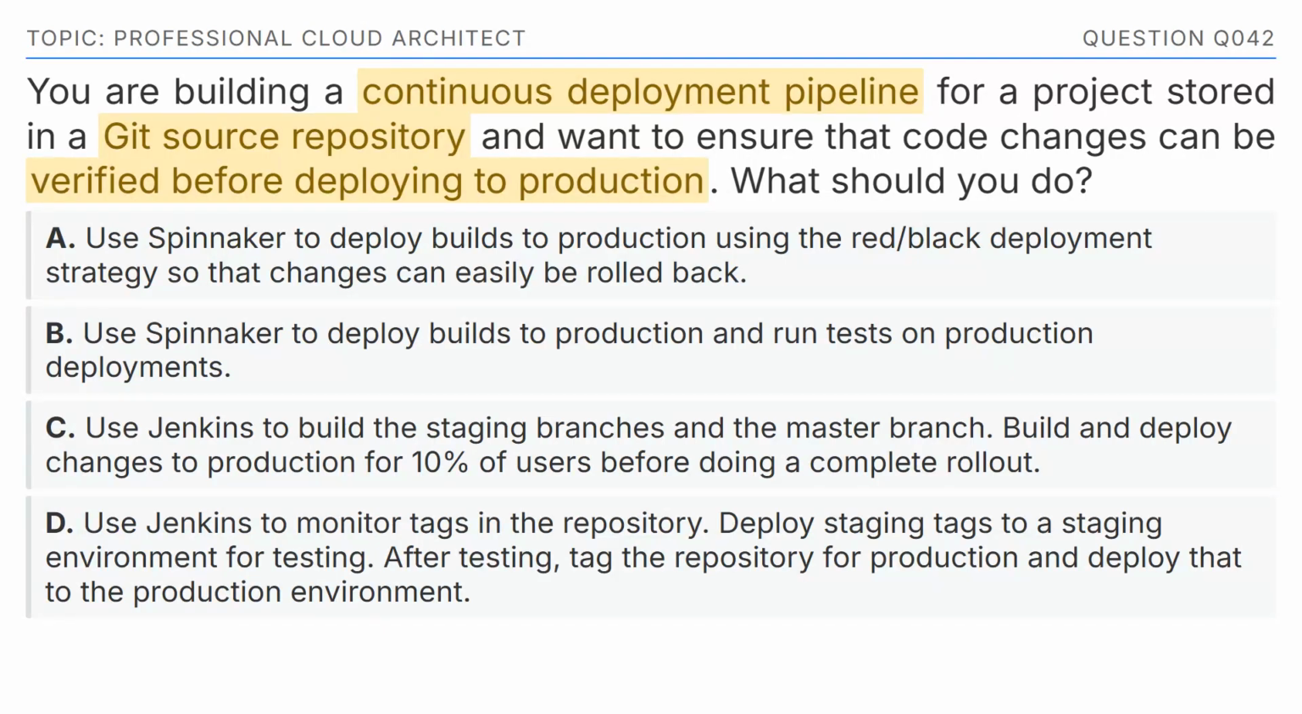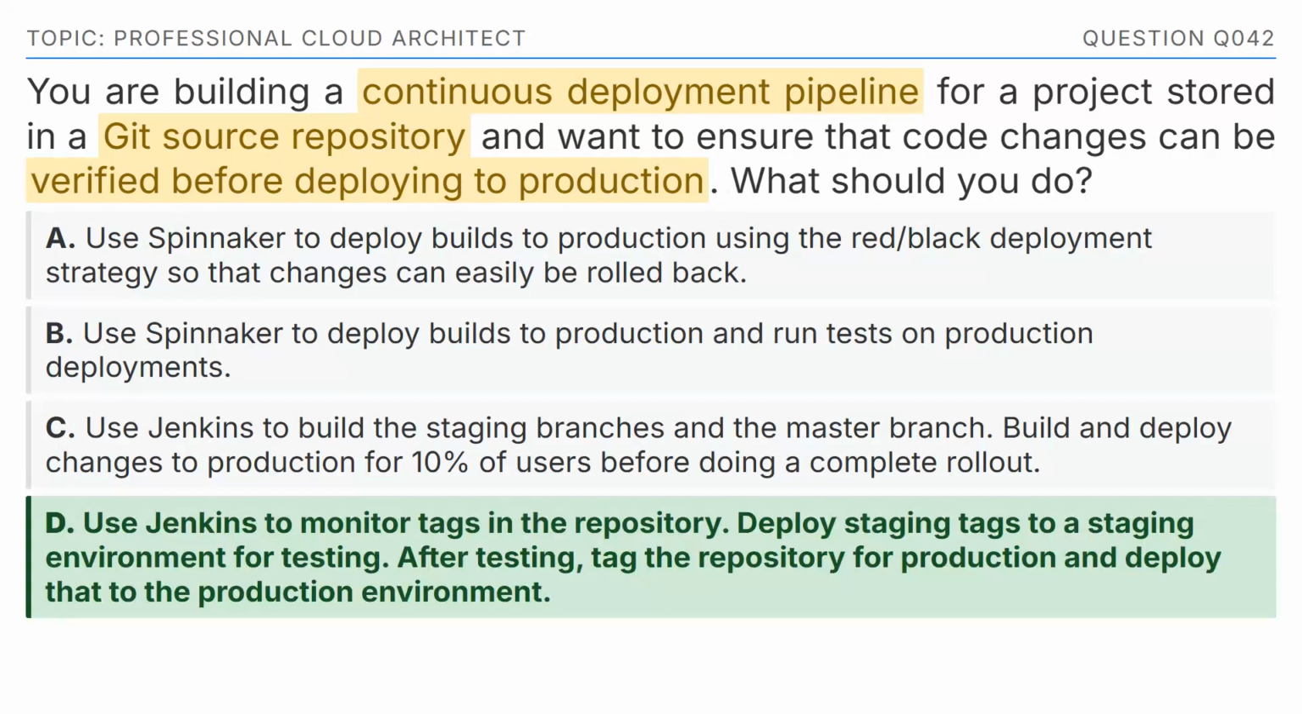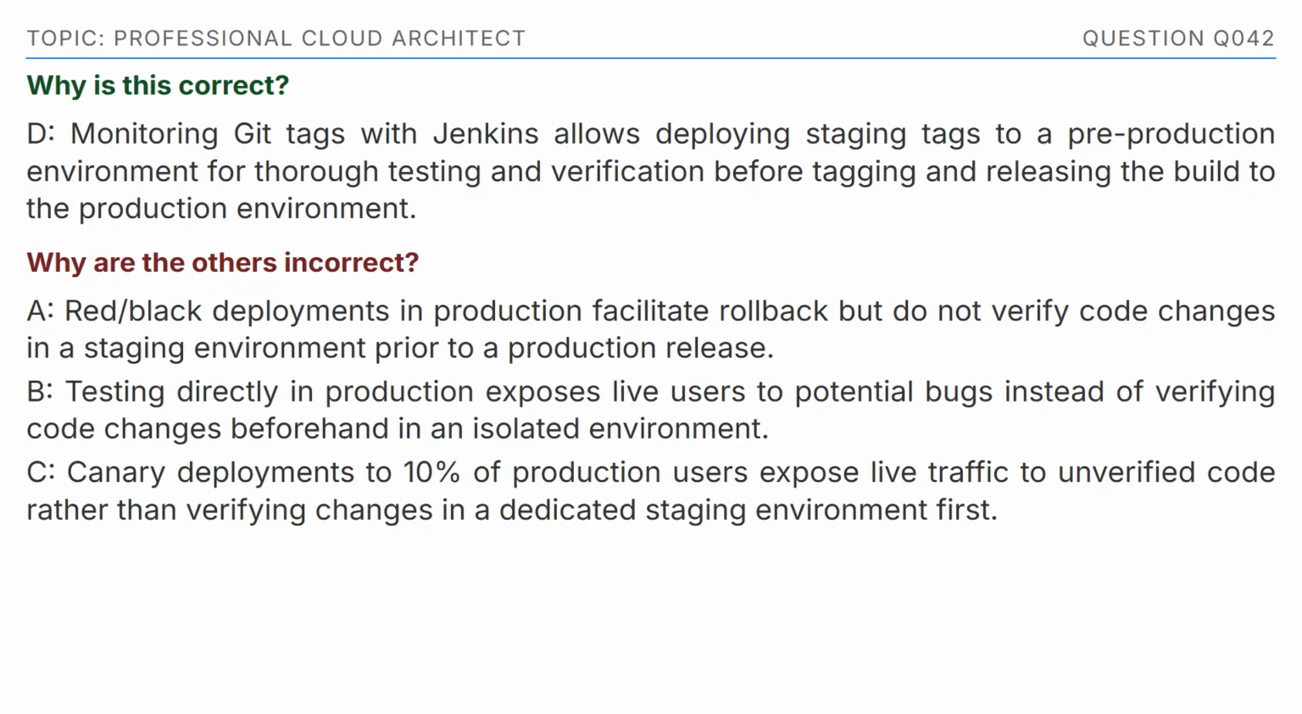To arrive at the correct answer, we focus on the keywords: continuous deployment pipeline, Git source repository, verified before deploying to production. The correct answer is option D, use Jenkins to monitor tags in the repository. Deploy staging tags to a staging environment for testing. After testing, tag the repository for production and deploy that to the production environment. Why is this correct?